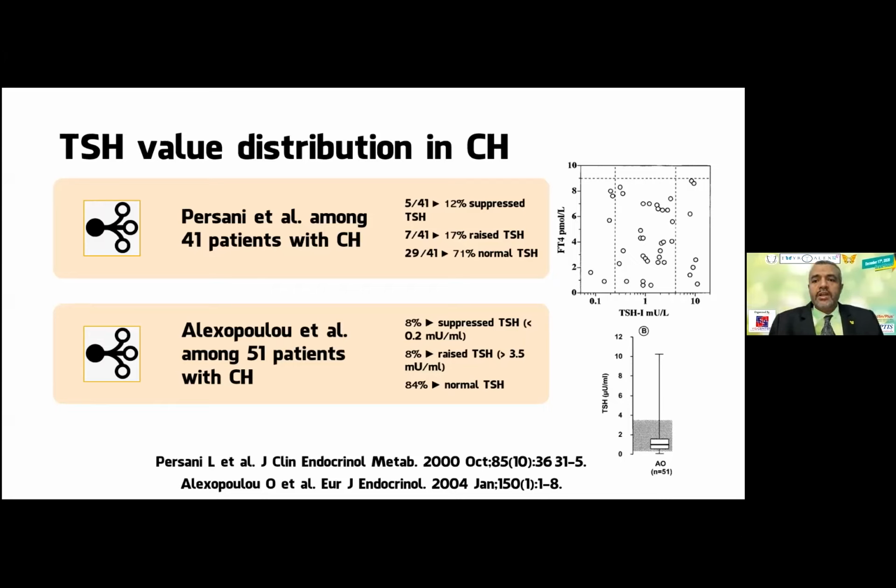So actually, TSH distribution in central hypothyroidism is as follows. 70 to 80% have inappropriately normal TSH. So you should put this in your mind.